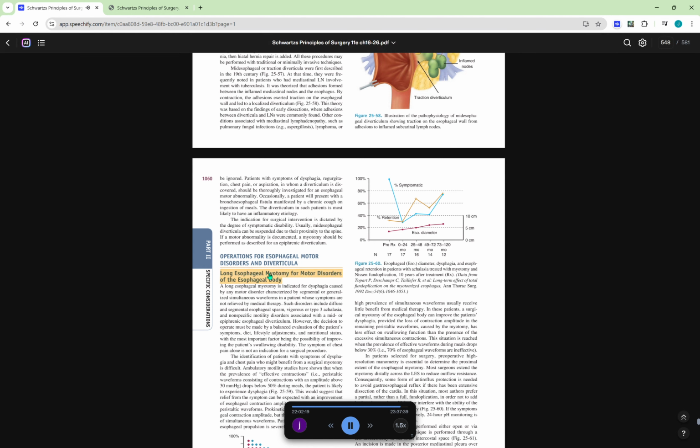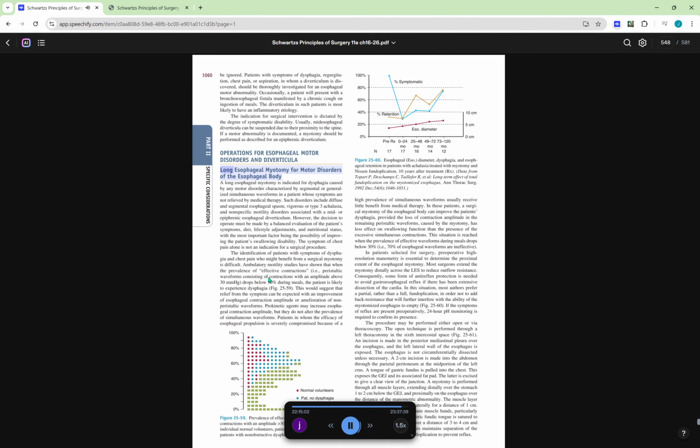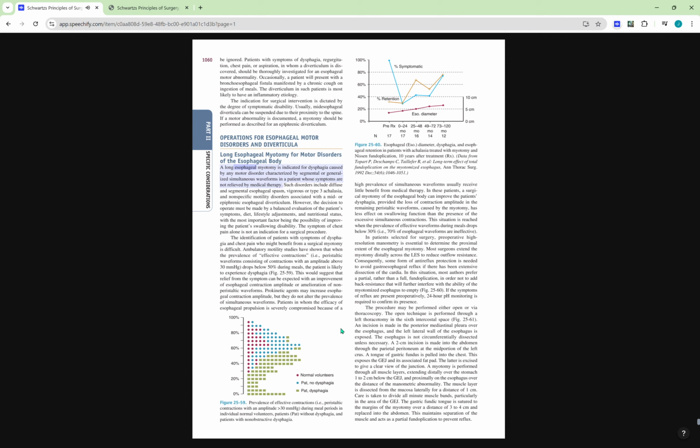Figure 25-50. Cross-section of the long esophageal myotomy for motor disorders of the esophageal body. A long esophageal myotomy is indicated for dysphagia caused by any motor disorder characterized by segmental or generalized simultaneous waveforms in a patient whose symptoms are not relieved by medical therapy.